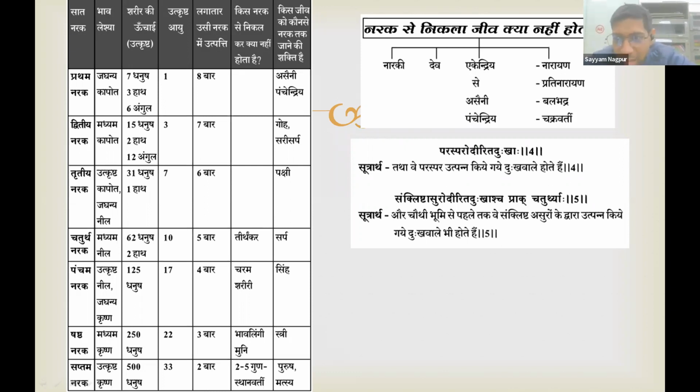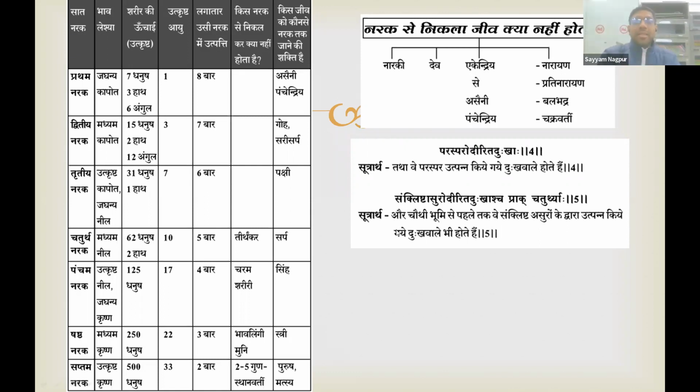Next is sutra number 5. We'll go to Advik for it. Sanklishta asur udirita dukhascha prak chaturthyaha. That's very good. Great. Chalo.